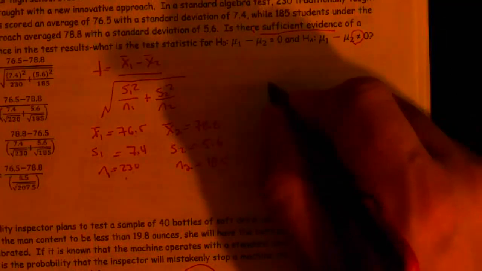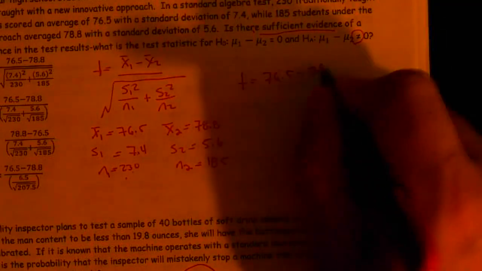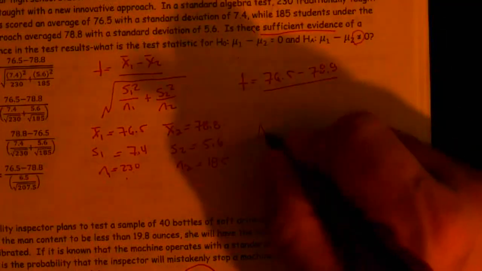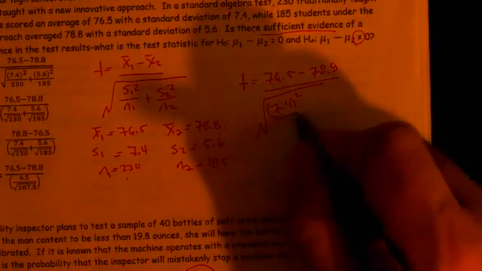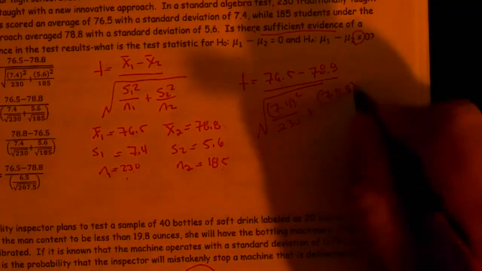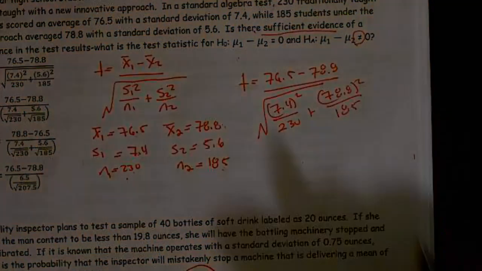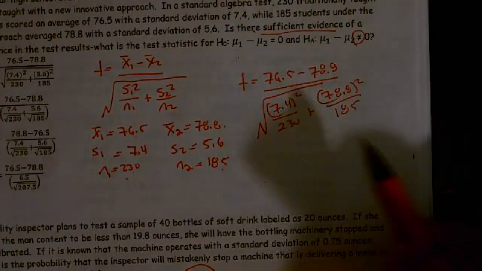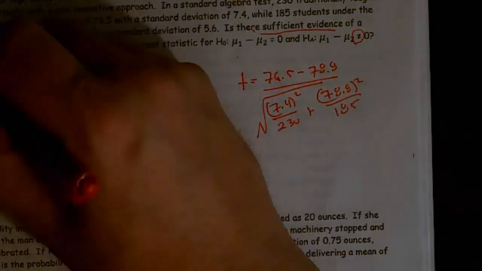Calculate. Actually, I didn't even have to calculate. I just needed to plug in. So I should have gone back and plugged this in. So sorry about that. So this should be T equals 76.5 minus the 78.8 over 7.4 squared over 230 plus 5.6 squared over 185. All right, so then I need to talk about the answer. Well, the answer choice to number 58, the one that looks like that, is A.